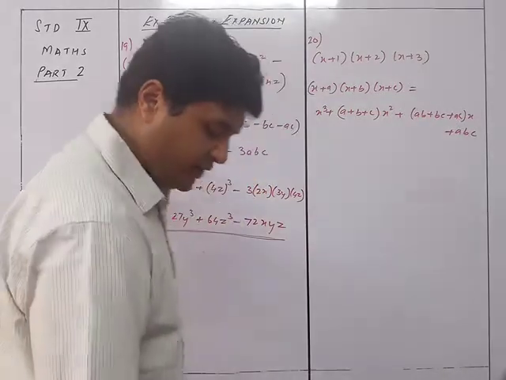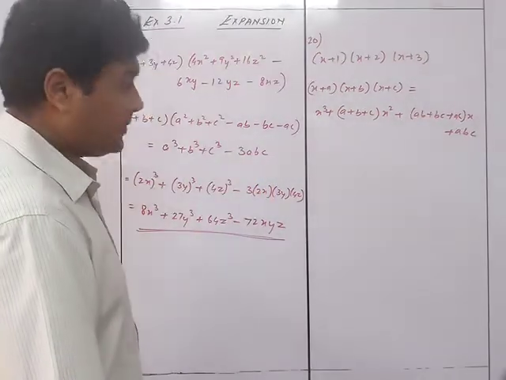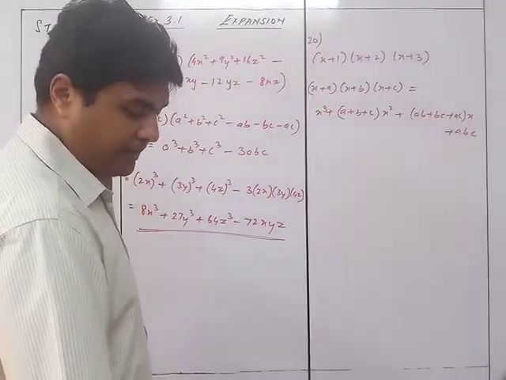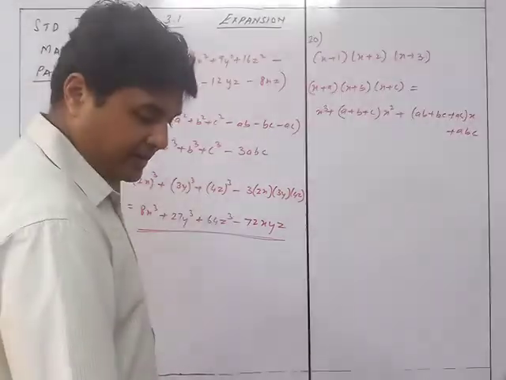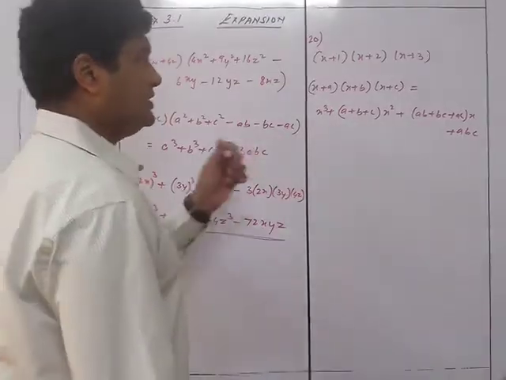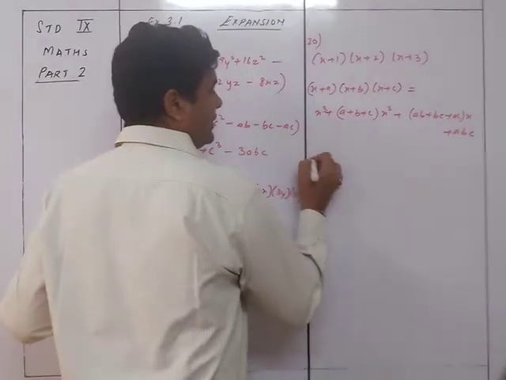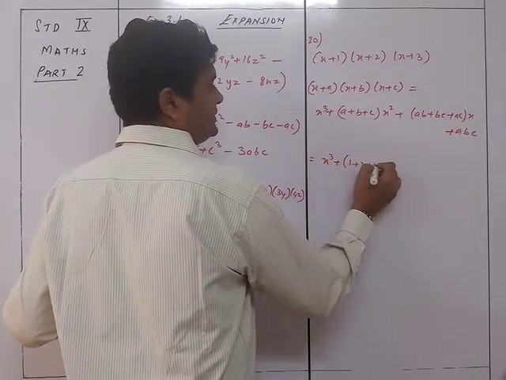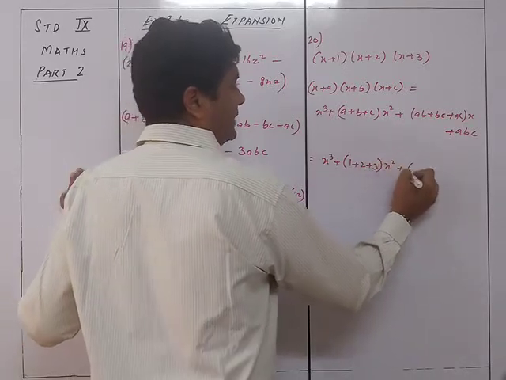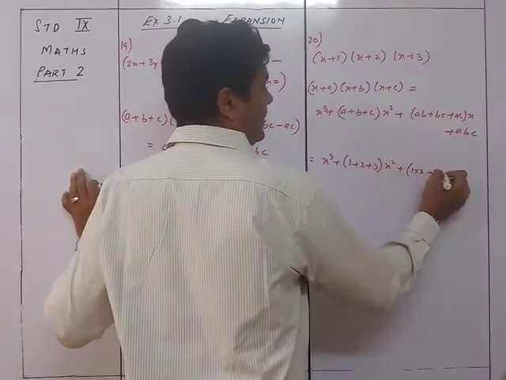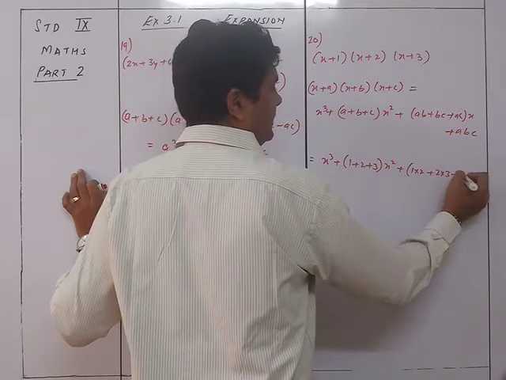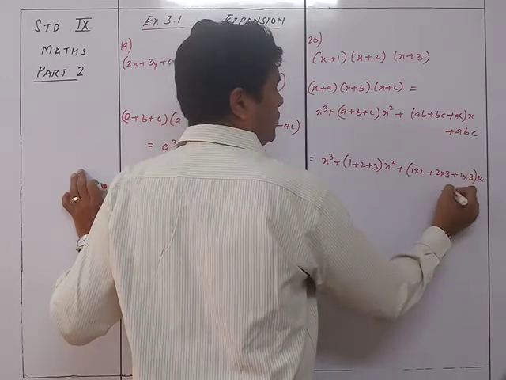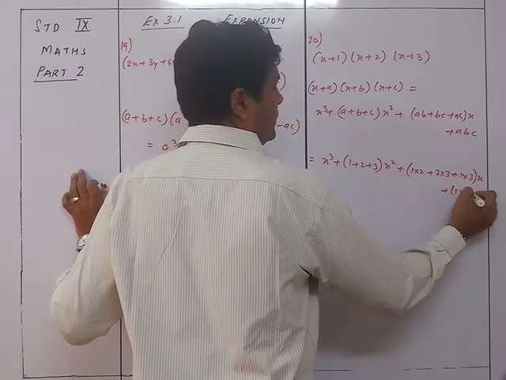So yes, it is x cube plus a plus b plus c the x square plus ab, bc, ac x and abc. Perfectly right. So now we are just going to substitute the values. We have x cube plus 1 plus 2 plus 3 x square plus 1 into 2 plus 2 into 3 plus 1 into 3 x plus 1 into 2 into 3.